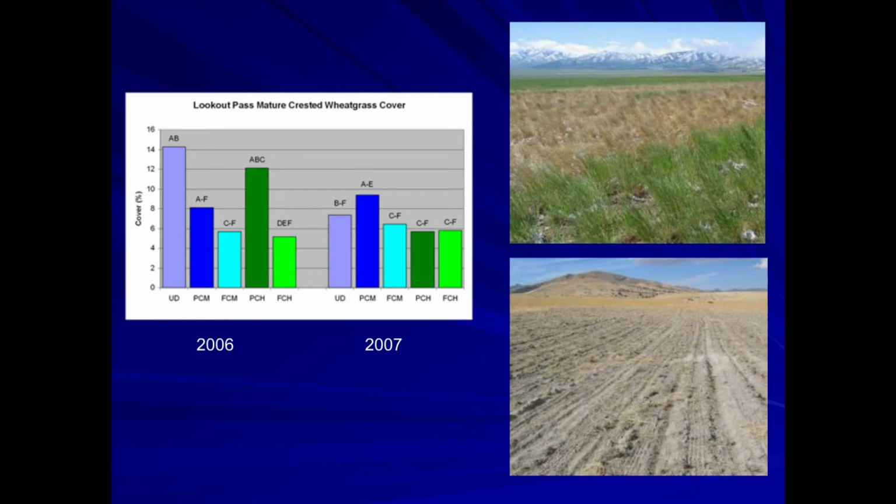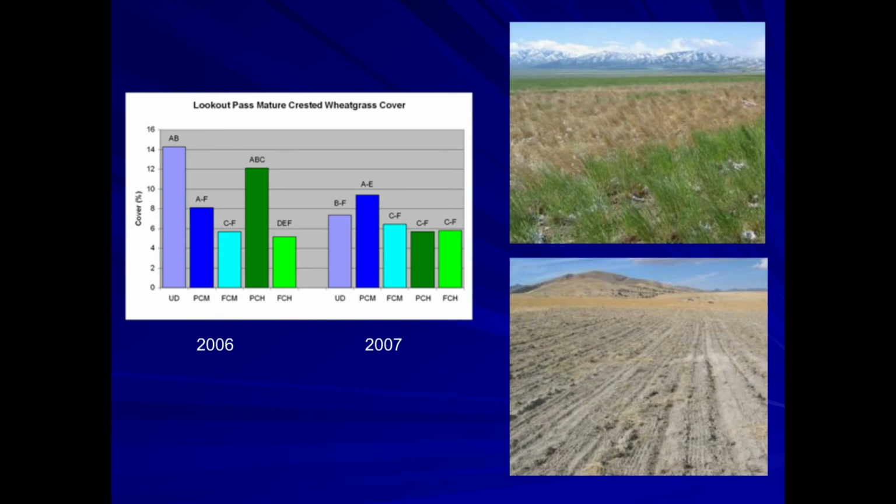Anyway, we didn't control crested wheatgrass really well, but the full control mechanical, the 2-way disc, did the best, but we still had a lot of crested left. A year later, after doing the treatment the second year, it's still there.